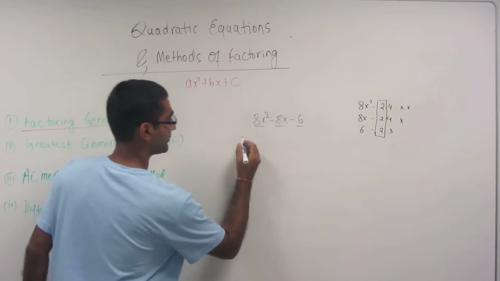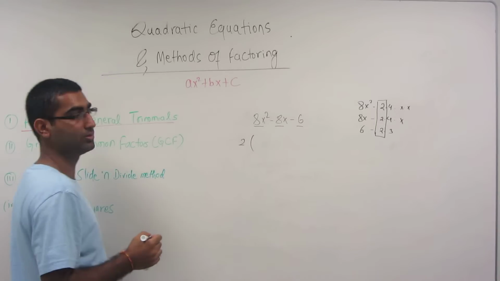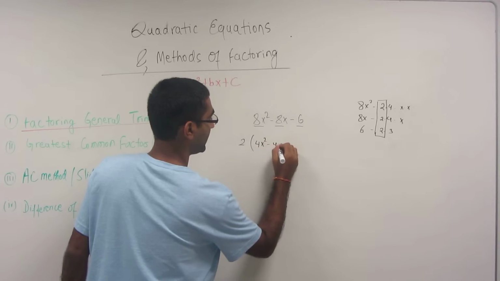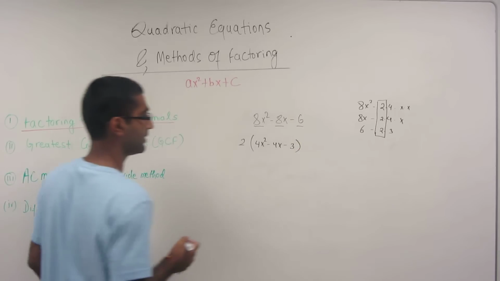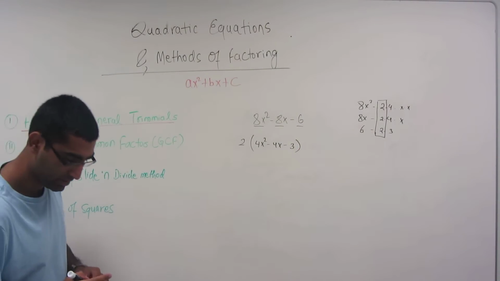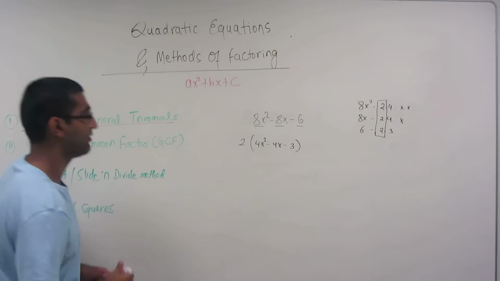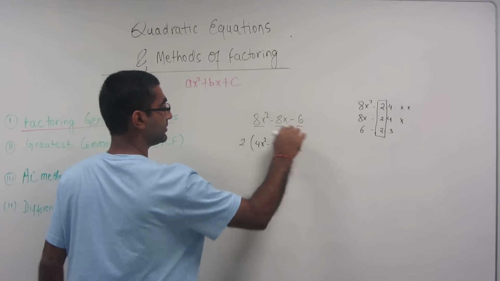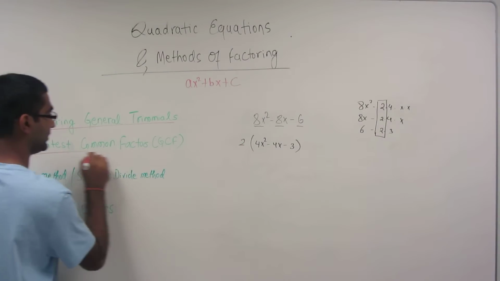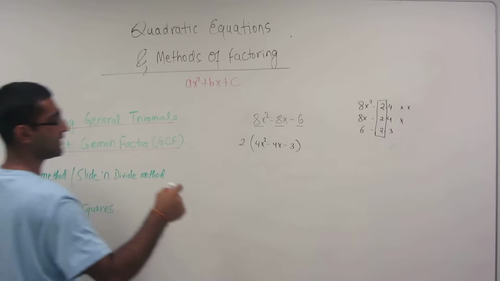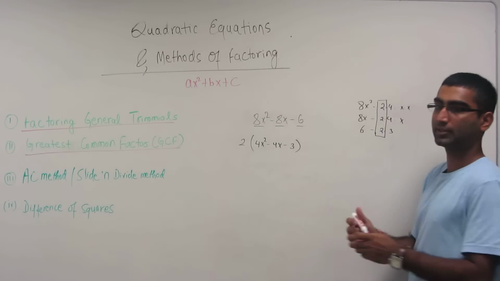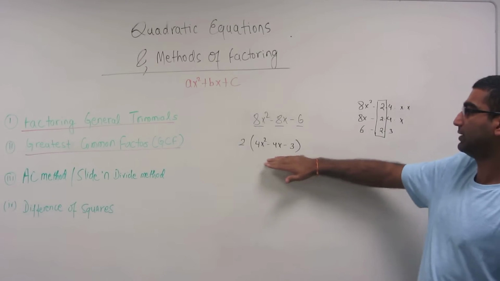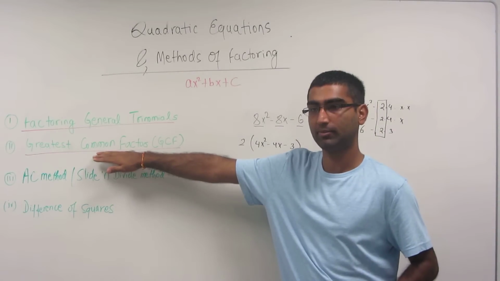So that's what I'm going to do. I'm going to factor out the 2. And so I'll be left with 4x squared minus 4x minus 3. Right? So what I just did here was I factored out a factor from these three terms, and this is what we call the greatest common factor method. I just factored it, so it's a product of two terms, 2 times this whole thing. It's a factor, and so it's the greatest common factor method.